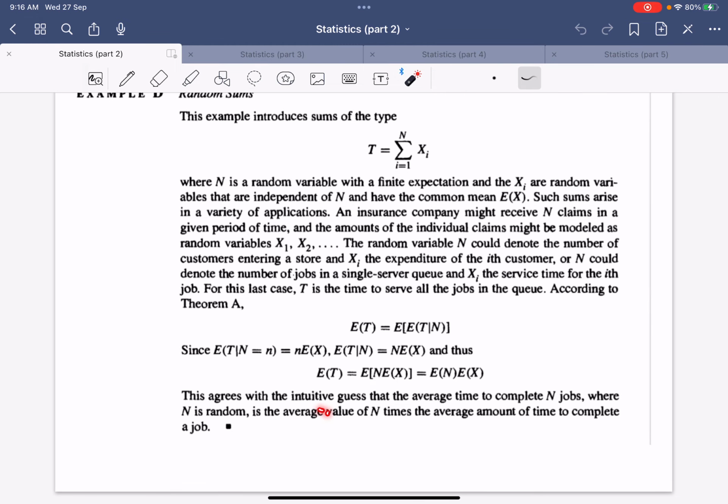And this gives us the intuitive idea that, let's say, what's the total time you take to complete n jobs, and n is random. Then it'd be the average time multiplied by the average number of jobs.